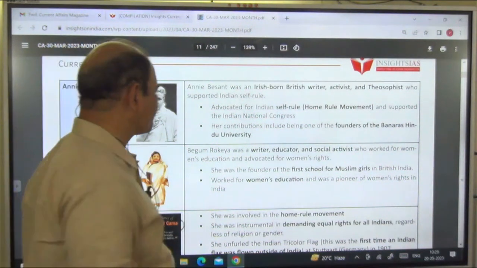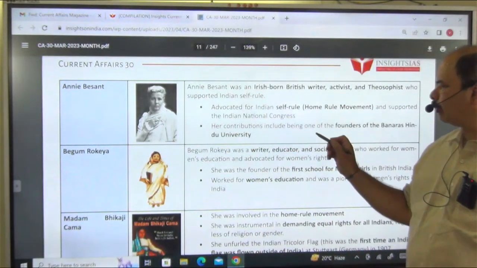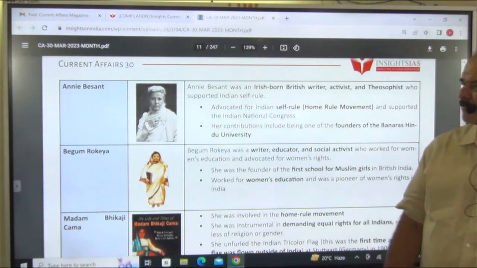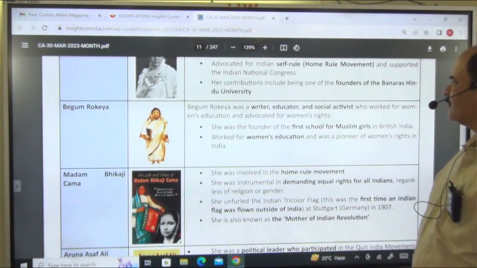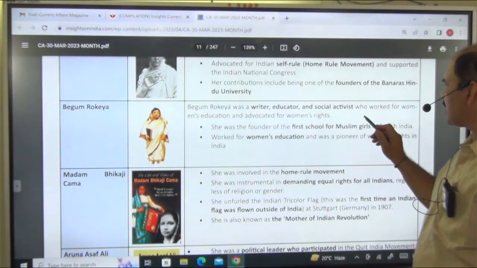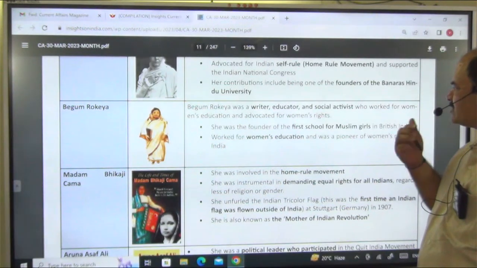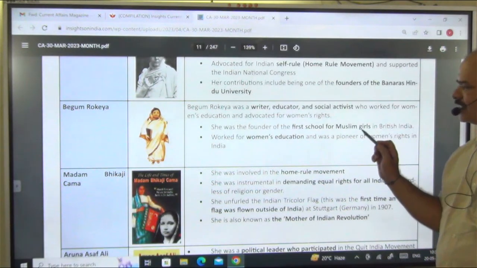Okay, very nice. Now, her contributions include being one of the founders of the Banaras Hindu University. Very, very important. Now, Begum Rokeya, a writer, educator, and social activist, worked for women's education and advocated for women's rights. She was the founder of the first school for Muslim girls in British India.